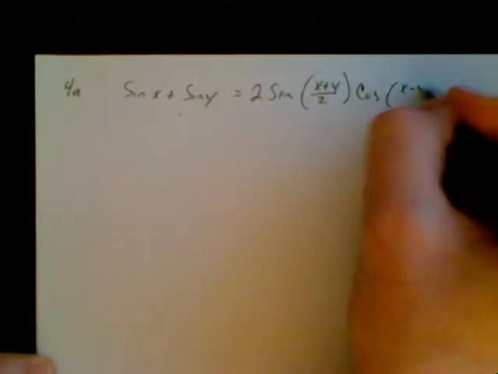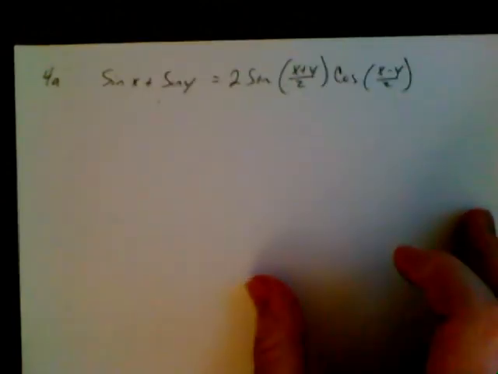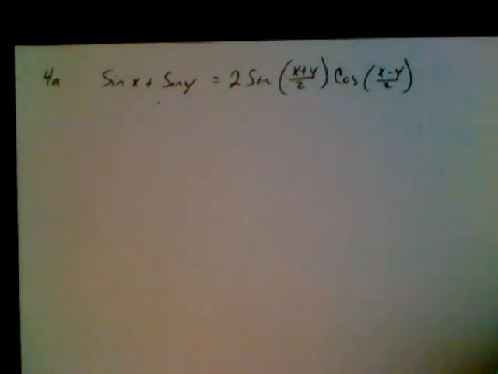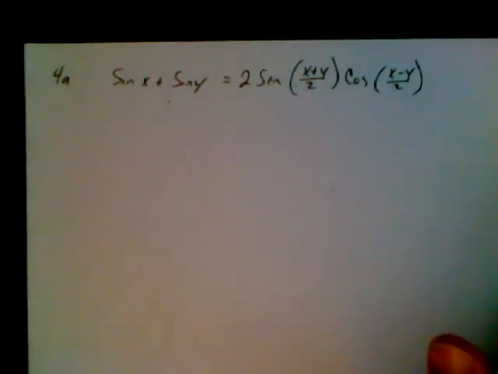So, when we're looking at 4a, we have the sine of x plus the sine of y is equal to 2 sine of x plus y divided by 2, cosine of x minus y divided by 2. Again, you'll notice that this particular identity is actually sitting right on our identity sheet. And as I said in the last video, it is not okay for us to say, hey, it's on our identity formula sheet, we're done. What we first have to do is prove it.